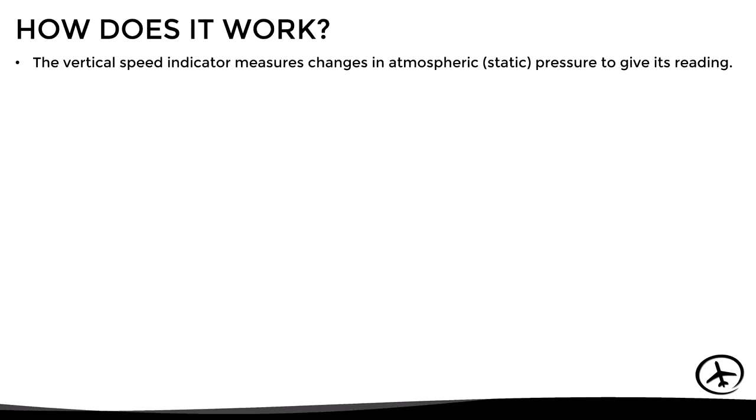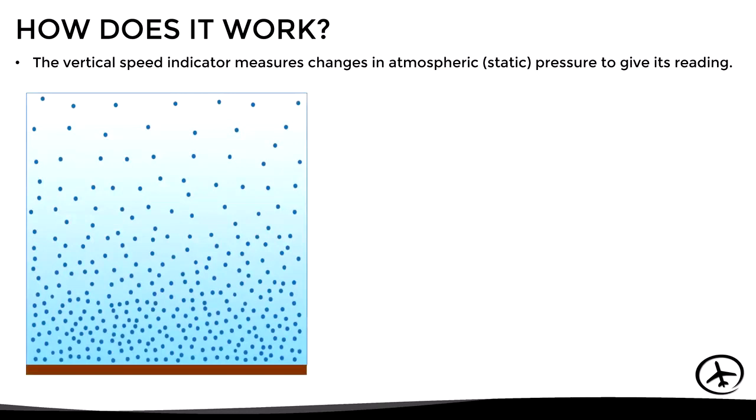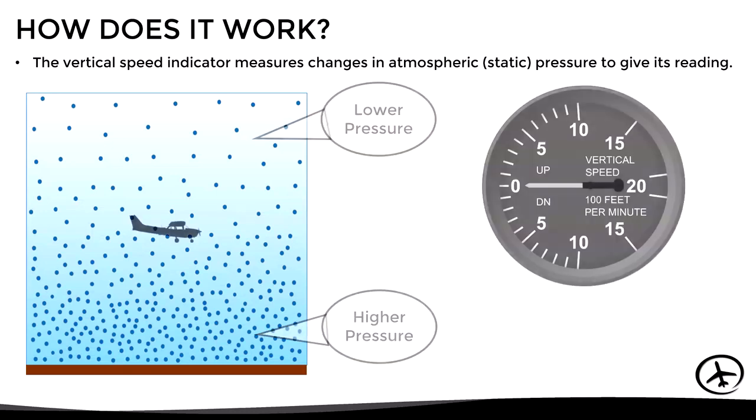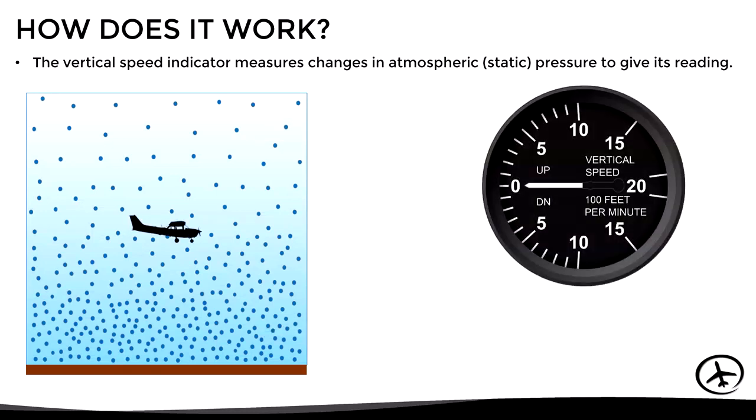The vertical speed indicator measures changes in atmospheric or static pressure to give its reading. It takes advantage of the fact that the static pressure decreases with altitude. So at lower altitudes there is a higher pressure, while at higher altitudes there is a lower pressure. With this in mind, we could say that if there are no static pressure changes, it means that the aircraft is in level flight, and therefore the VSI will indicate 0 feet per minute.